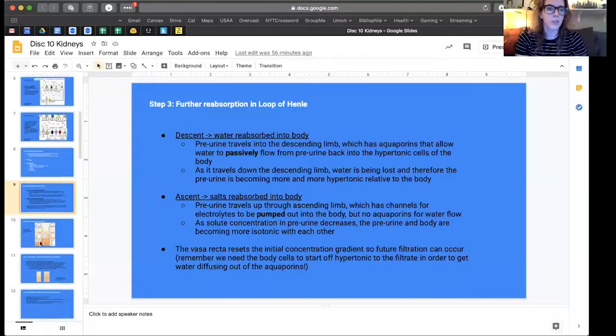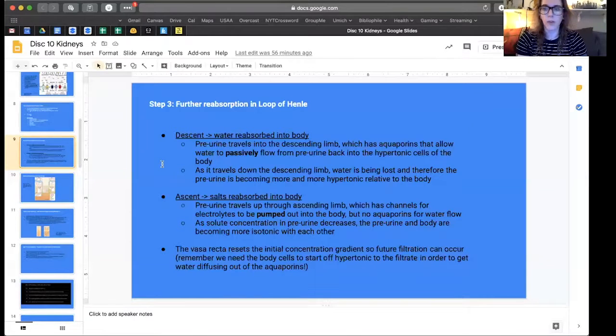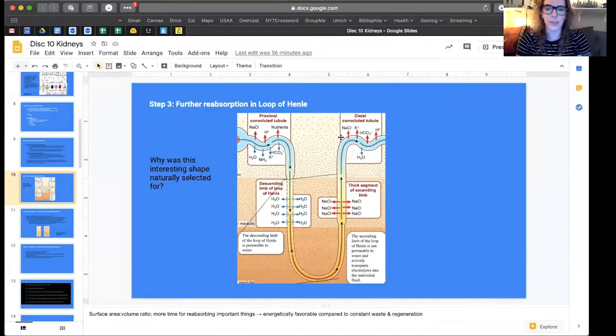Okay, so after this point, now we're going to move on to the loop of Henle. The advantage of the loop of Henle is setting up this differential permeability state so that we can use this interesting structure to highly absorb what we want to absorb. And this is a mechanism of positive regulation.